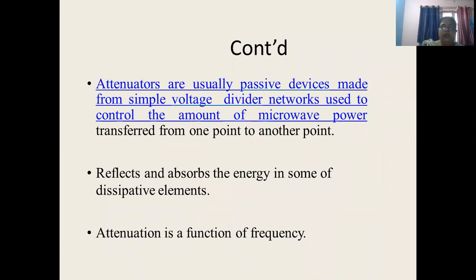Attenuators are usually passive devices made from simple voltage divider networks used to control the amount of microwave power transferred from one point to another point. It reflects and absorbs the energy in some of the dissipative elements. Attenuation is a function of frequency.